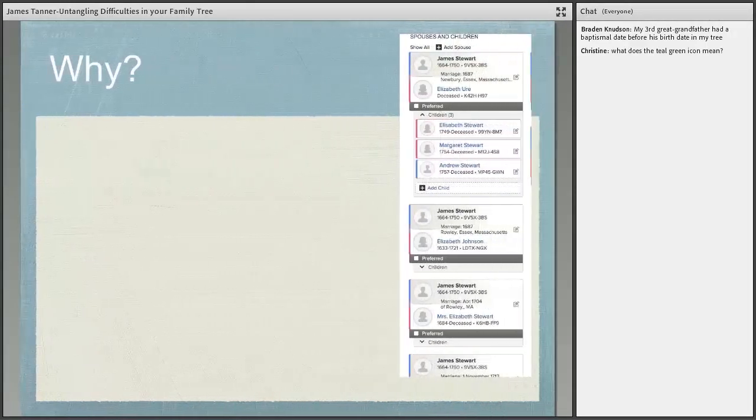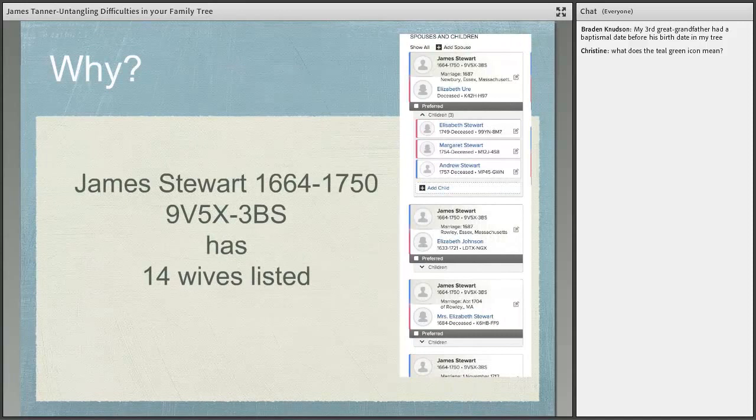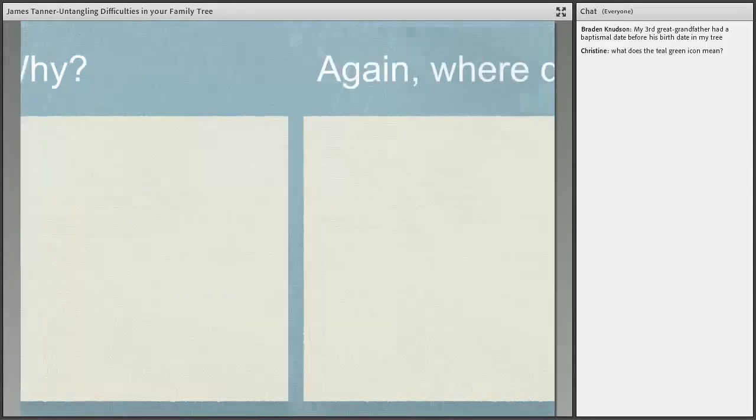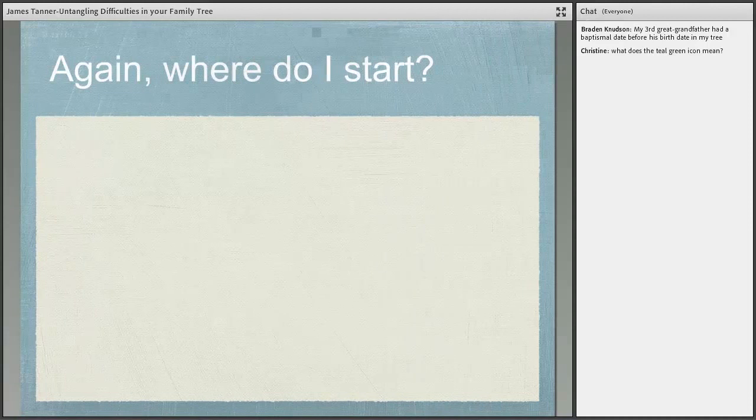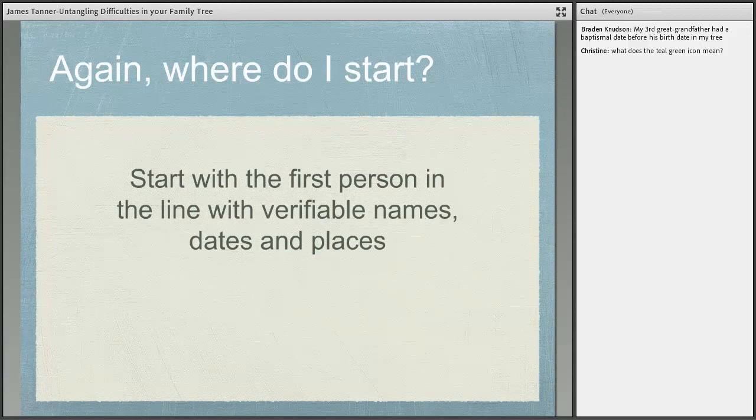Okay, let's go back to where we are with James Stewart and his 14 wives. So where do I start? How do I get going on this process so that we can clean up this situation that now exists on the FamilySearch Family Tree? This is the general rule. The general rule is start with the first person in the line, in your pedigree line, with verifiable names, dates, and places.